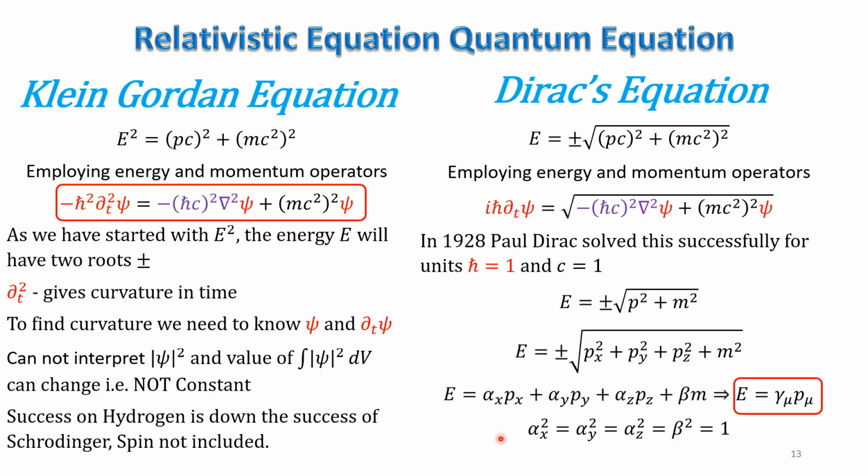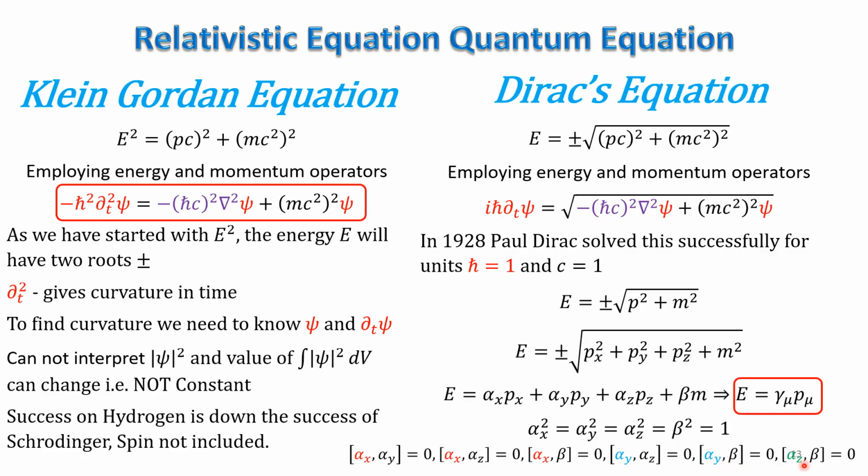He envisaged that when you square this equation, E square, this will lead to 4 terms into 4 terms, 16 terms. And the diagonal terms will be alpha x square equal to 1, alpha y square equal to 1, alpha z square equal to 1, and beta square equal to 1, so that the diagonal terms give you px square plus py square plus pz square plus m square. So this accounts for 4 terms, and the remaining 12 terms should vanish, so that alpha x alpha y plus alpha y alpha x is equal to 0. That is, alpha x anticommutes with alpha y, alpha x with alpha z and beta, alpha y with alpha z, alpha y with beta, and alpha z with beta.